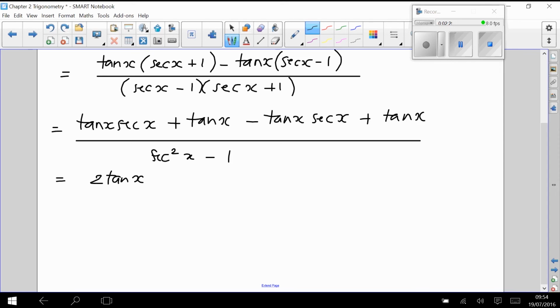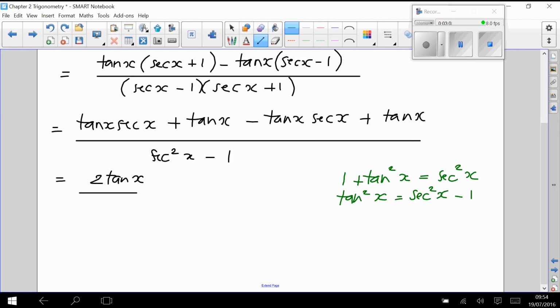Let's take a look at that expression in the denominator. Do you remember that one of our square identities said that if I have 1 and I add tan squared x, that is in fact the same as writing sec squared x. If I now take the 1 across to the right-hand side, I could have written tan squared x is the same as sec squared x minus 1. So in other words, instead of writing sec squared x over here in this denominator, I'm in fact going to write it as tan squared x.